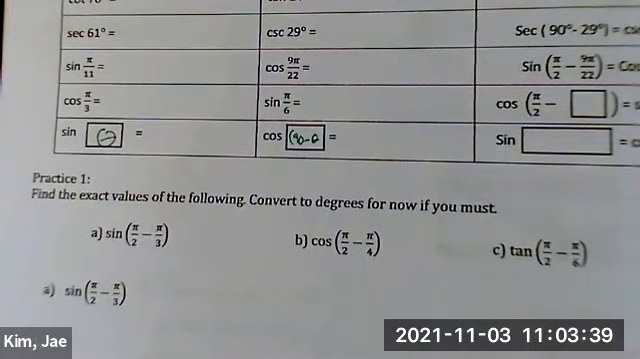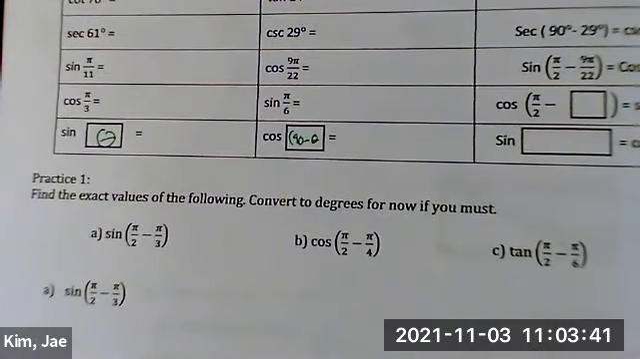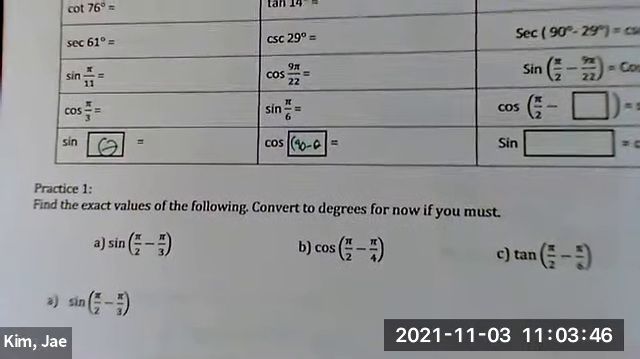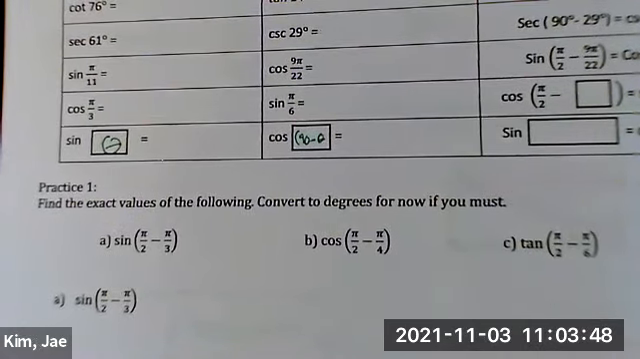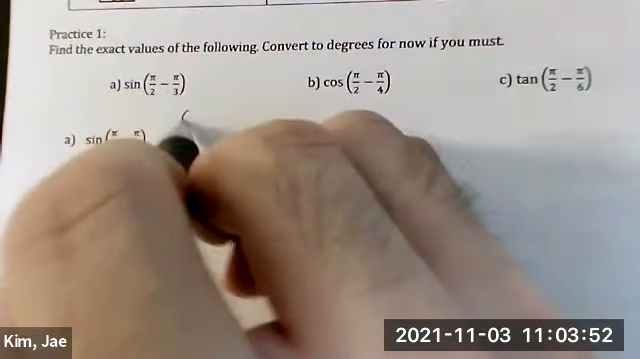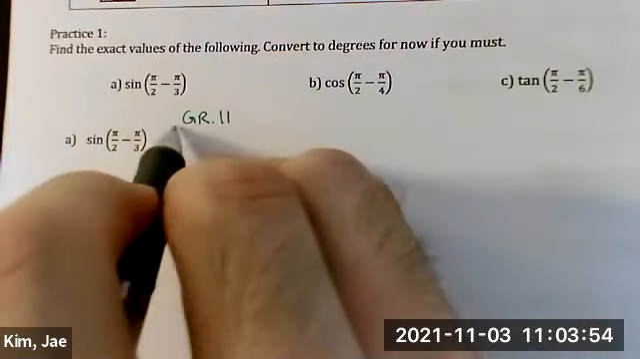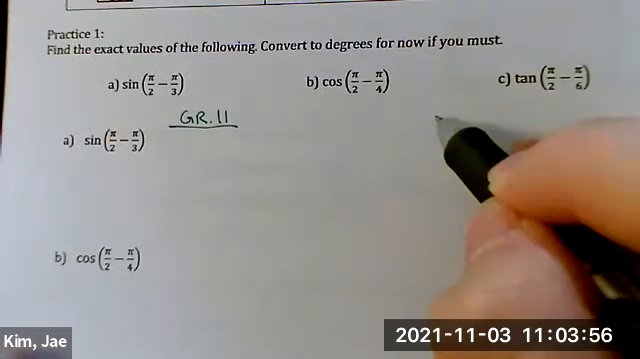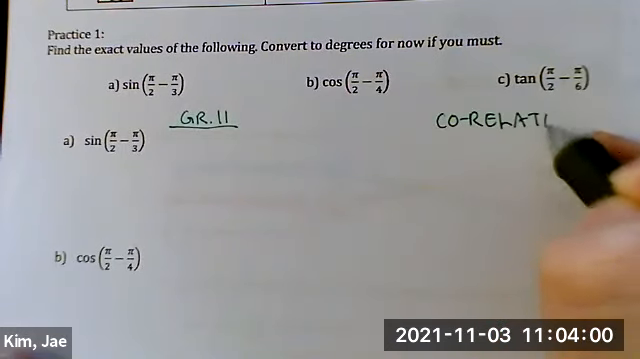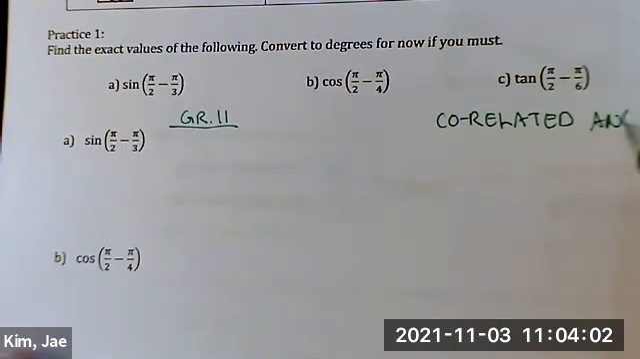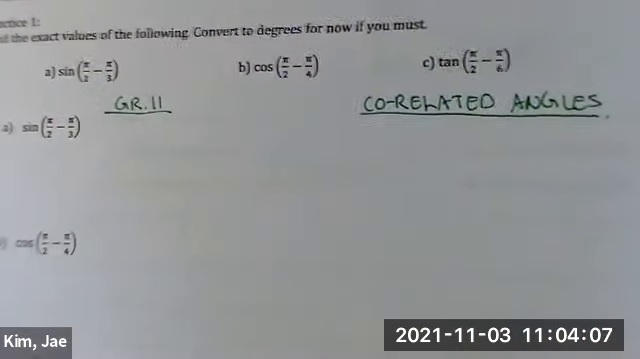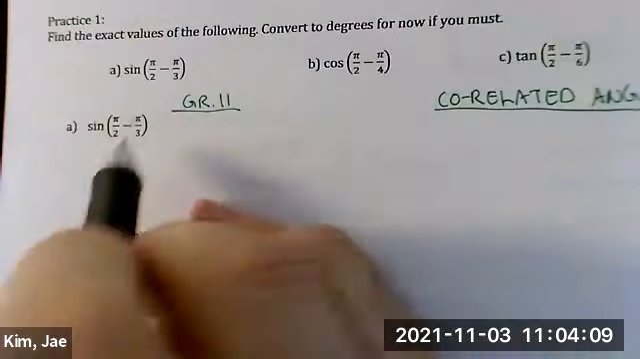Well, right now, it doesn't quite help us because you could still use a grade 11 way. And some of you might be very tempted to still do the grade 11 way. So I'm going to show you what grade 11 might look like here, and then I'm going to show you what using correlated angles might look like. All right, let's do it the correlated way.